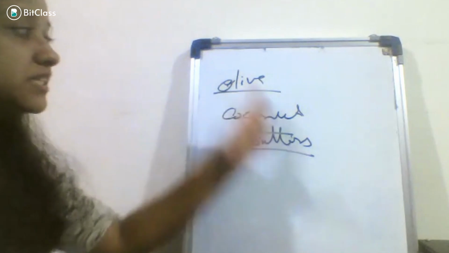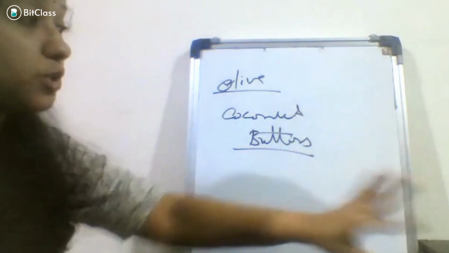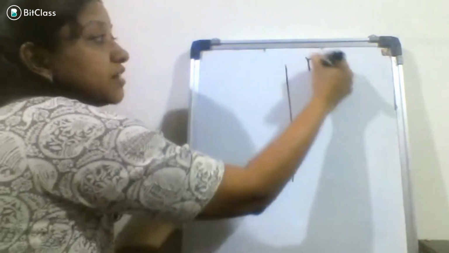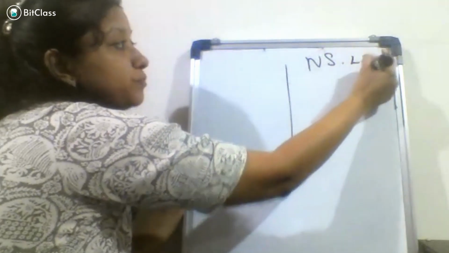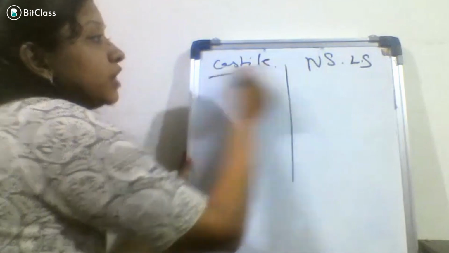So oils and butters they will add with KOH, and they will bring it into a salt solution. So what is the difference between using natural surfactant liquid soaps and this Castile soap? First you have to understand.